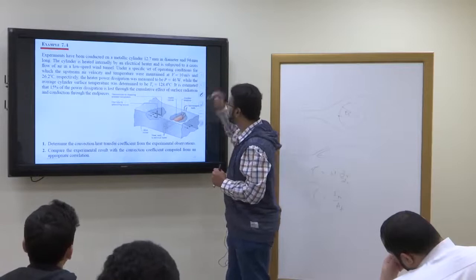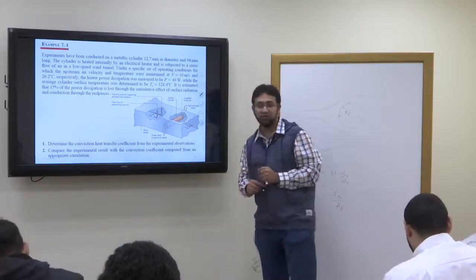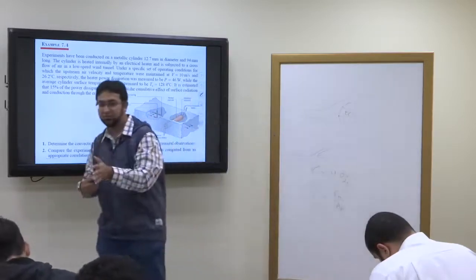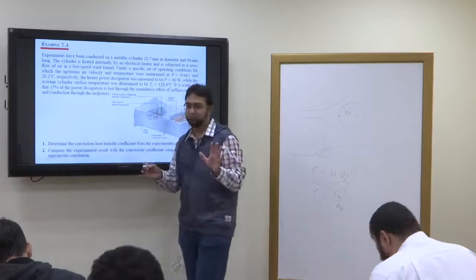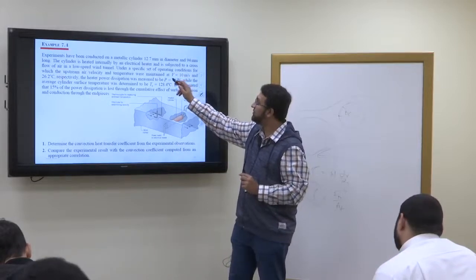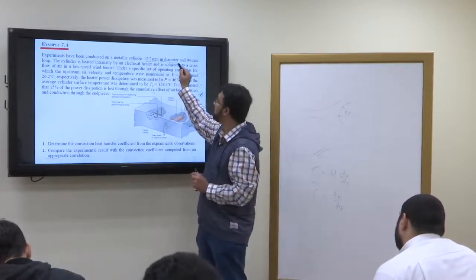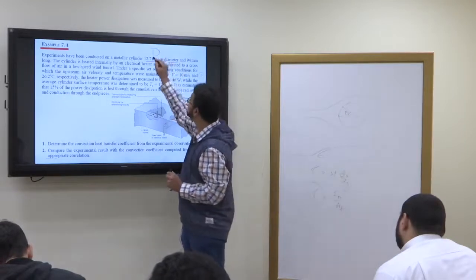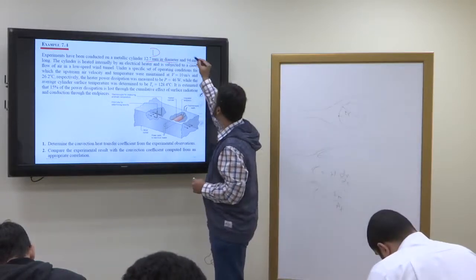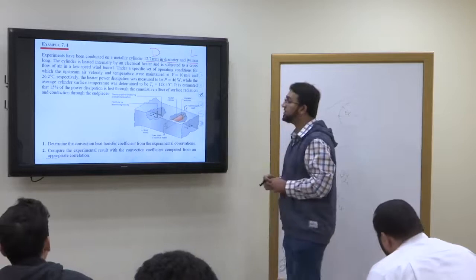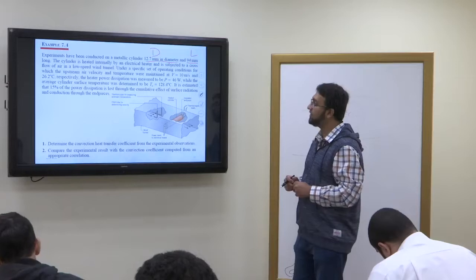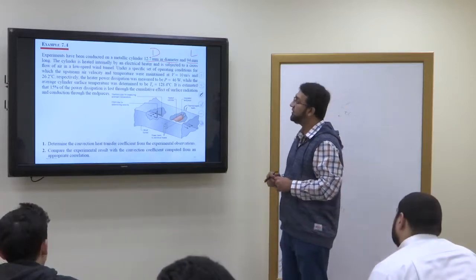Okay, let's move ahead. Now let's have a numerical related to it. First of all, whatever you have studied so far, do you understand that or not? Experiments have been conducted on a metallic cylinder 12.7 millimeter in diameter. So what is given here? Diameter D is given, right? And 94 millimeter long. The cylinder is heated internally by an electric heater and is subjected to a cross flow of air in a low speed wind tunnel.